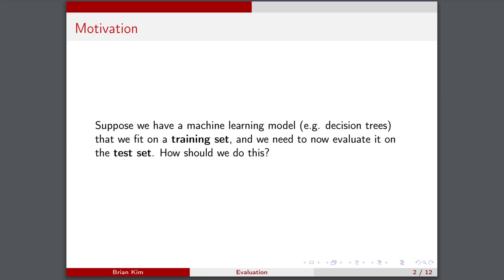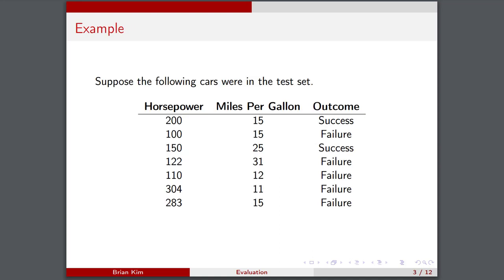Okay, so suppose we have this machine learning model, we fit it on the training set, we need to evaluate on the test set. How would we do this? So let's back up a little bit and think about how we should view these predictions on the test set. Suppose this was our data set for the test set. These are just the 7 data points that were held out. Generally, you'll have more, but this is just an example. Basically, we have the horsepower and miles per gallon for each of these data points that were randomly chosen, and the actual outcome, whether it was a success or a failure.